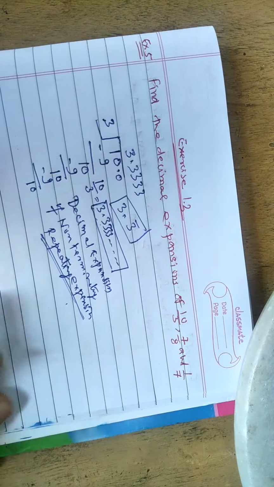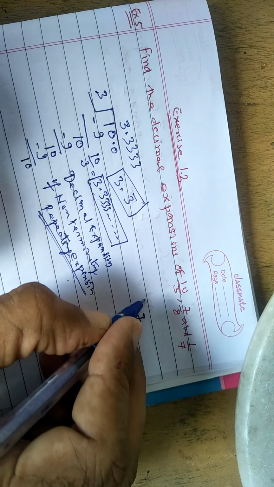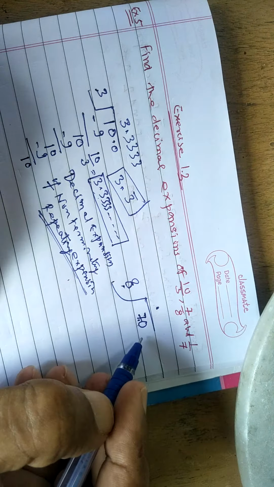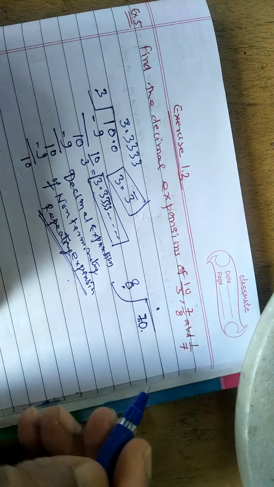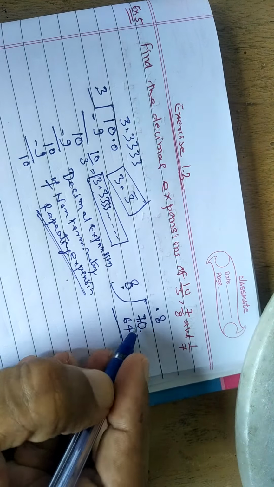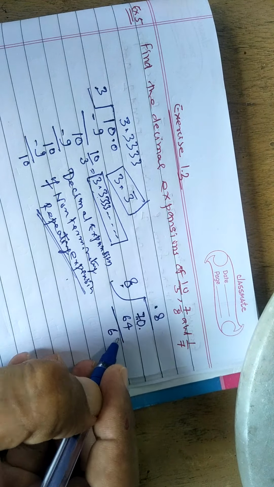Okay. Now the second number, what is the second number? It is 7 by 8. We have to divide 7 by 8. 8 is bigger than 7, so we have to add a 0 and write the point 0. Now we have to divide 70 by 8. It will go 8 times, so 64 will come. Then we subtract, and it will come.